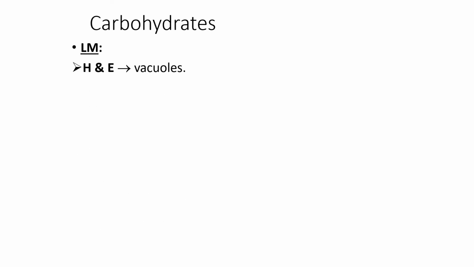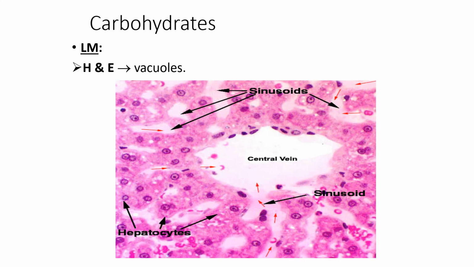By LM, the glycogen will dissolve with hematoxylin and eosin. While preparing hematoxylin and eosin, I use water, so the carbohydrate will dissolve, so it appears vacuolated. Here is the liver cell, and all these vacuoles are the glycogen that dissolved during the preparation. If you want to see the glycogen, you should use a special stain. One of them is Best carmine and the other is PAS.